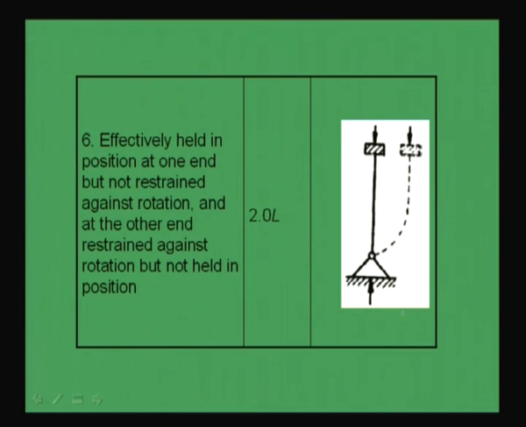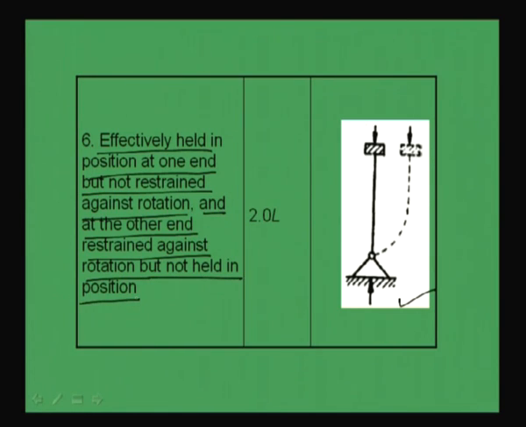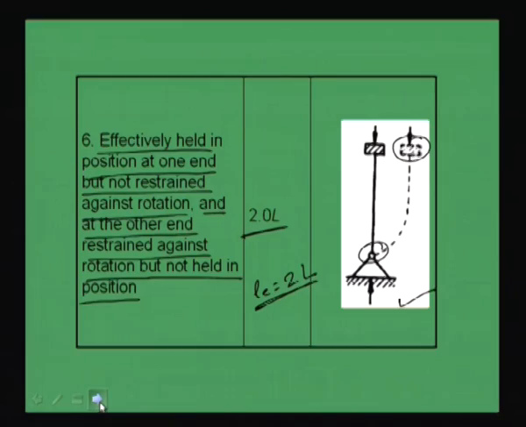Another condition which can also occur in industrial buildings is effectively held in position at one end but not restrained against rotation, and at the other end restrained against rotation but not held in position. So in this case, one end is restrained against rotation but not held in position, and the other end is not restrained against rotation but effectively held in position. The effective length will become 2L. All these conditions may arise in the design of industrial structures, which is why the code has made provision for all of them.